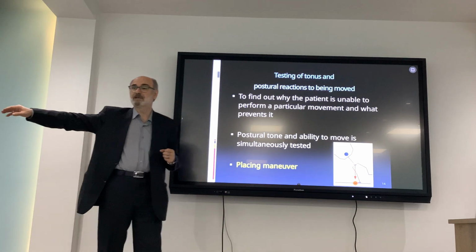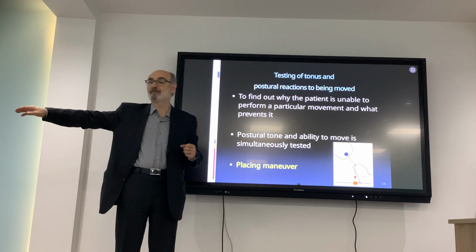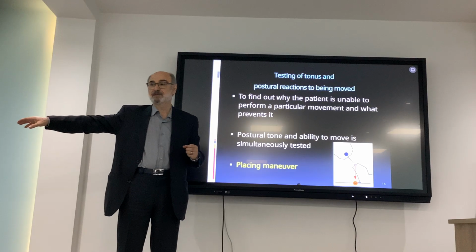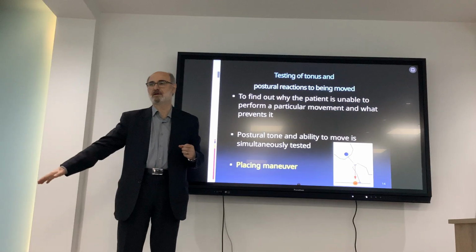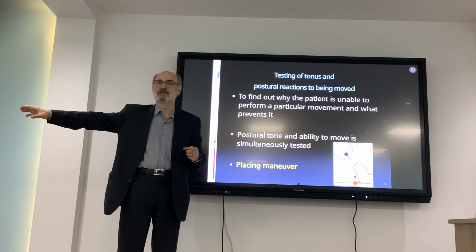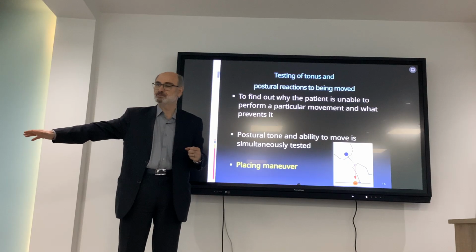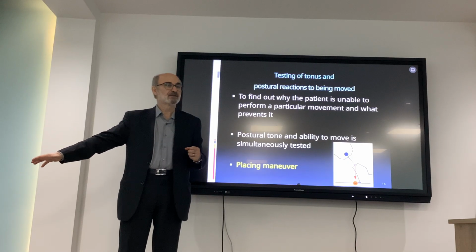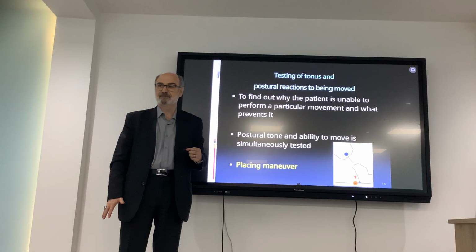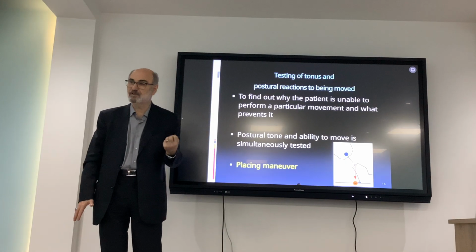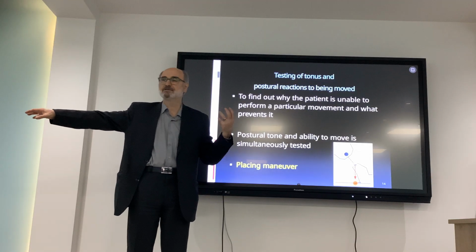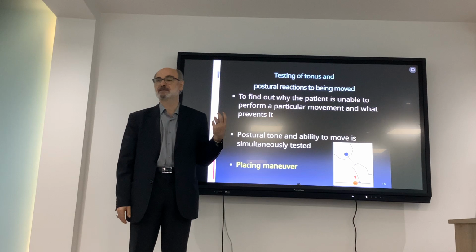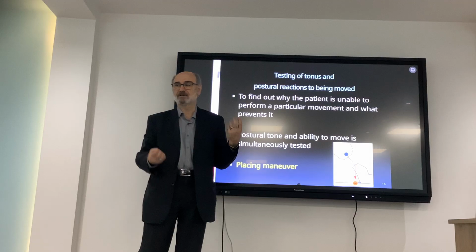I move the affected upper extremity into abduction like this, and suddenly, without warning the patient, I drop the upper limb. In a normal condition, a normal person can control the upper limb and bring it to the side of the body. But in patients with hemiplegia post-stroke, when dropping the arm from abduction, they cannot control it, and they experience such a response when dropping the upper arm.